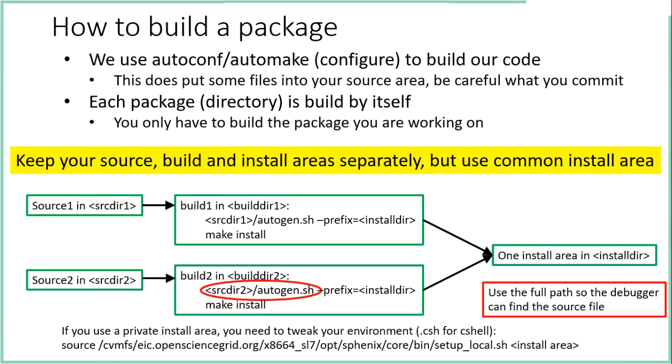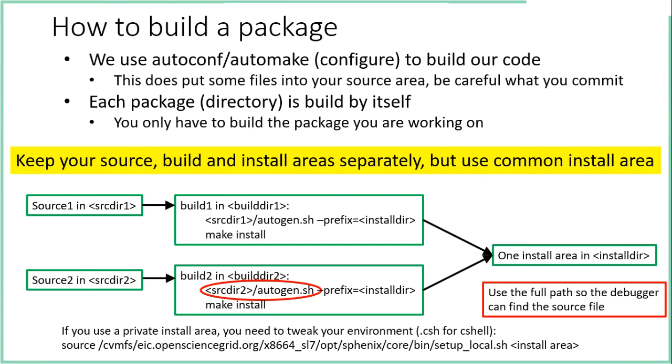Each package or directory is built by itself, so we don't have a global installation somewhere where you call one make and it just goes off and builds 500 packages. So every package is built by itself. The advantage for you is that you only have to build the package you're actually working on. You basically git clone the code, but then you only work within the directory you're actually working on. You only have to build that code.